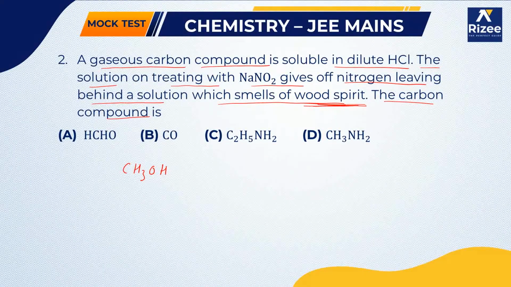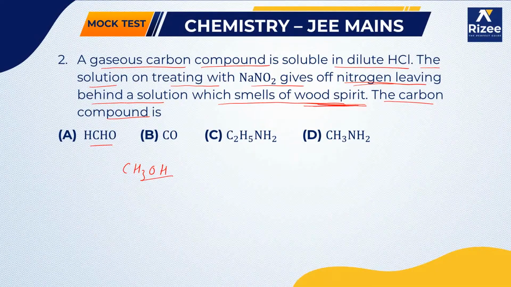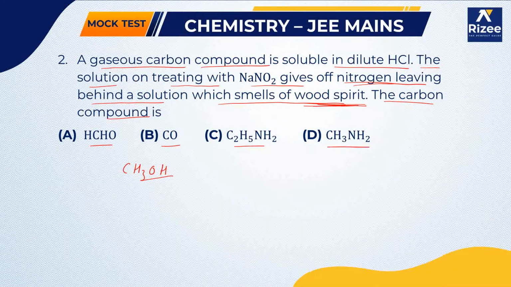So, how can we obtain methanol? We should have nitrogen as well as methanol as products. So, the product is CH3OH plus N2. Seeing the options, we have formaldehyde, carbon monoxide, ethylamine and methylamine. Ethylamine will not give methyl alcohol, because two carbons are there. Carbon monoxide will not react with NaNO2 in the presence of HCl, and formaldehyde also will not react with NaNO2 in the presence of HCl. So, our answer should be methylamine.